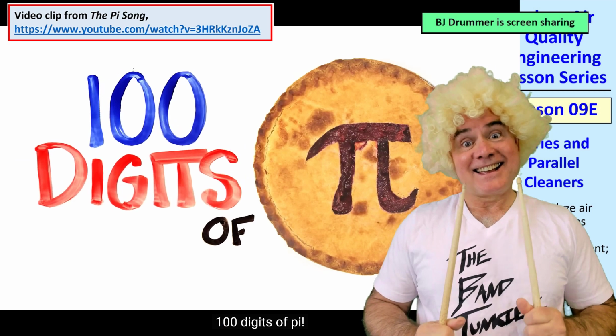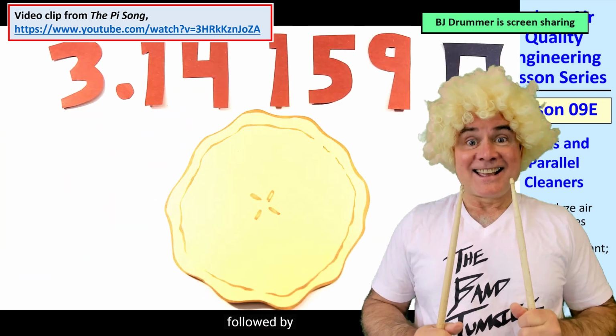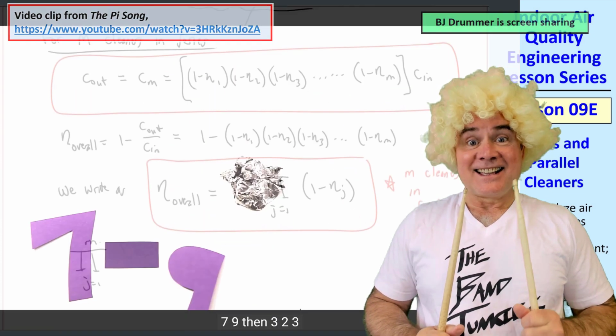100 digits of pi. 3.14159, this is pi, followed by 2653589, circumference over diameter 79.